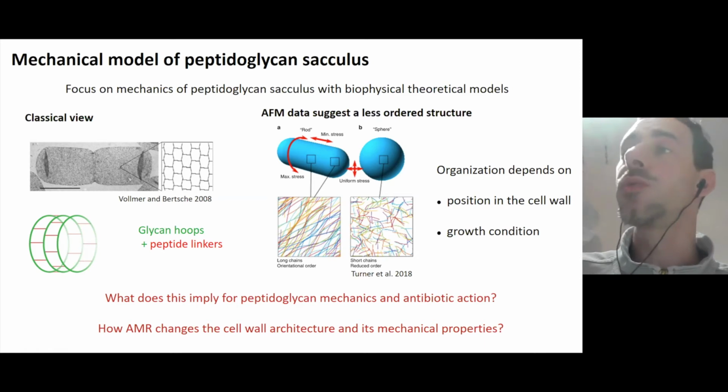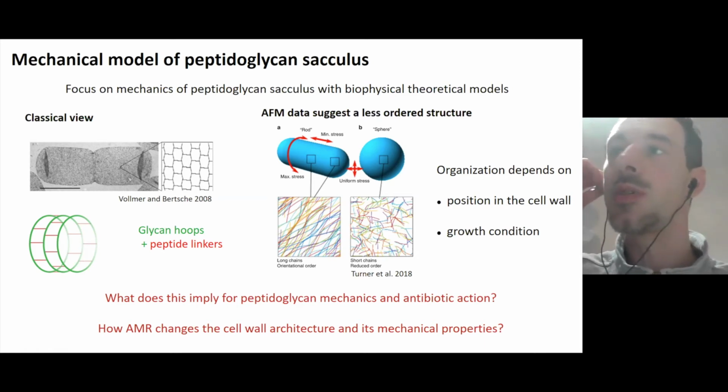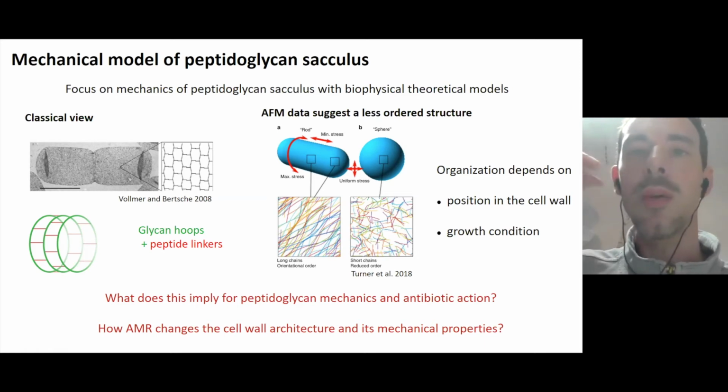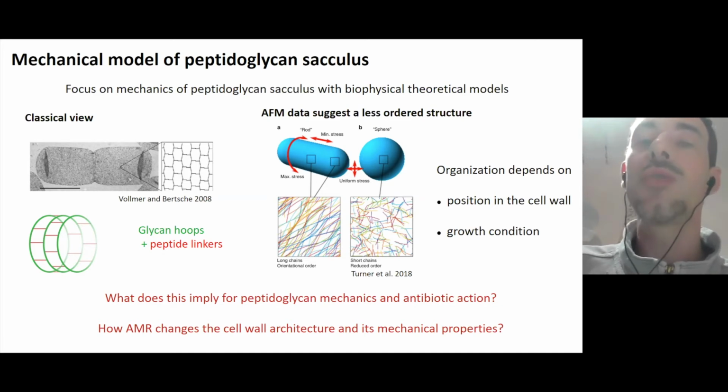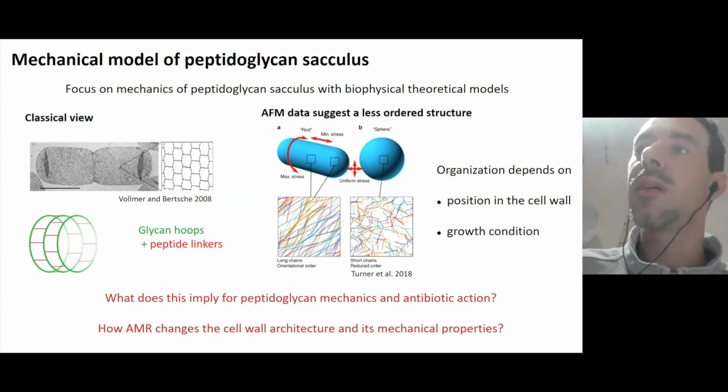In the following, you are going to see only the initial part of this job, and I will tell you what's going on. We are interested in understanding the action of antibiotics, and also how antimicrobial resistance develops in these cases.